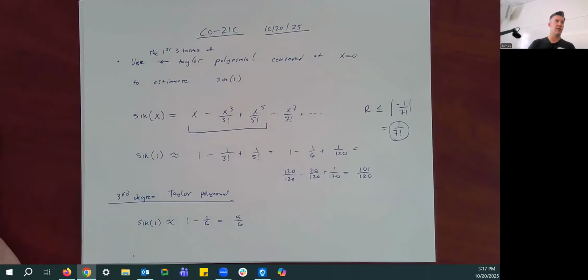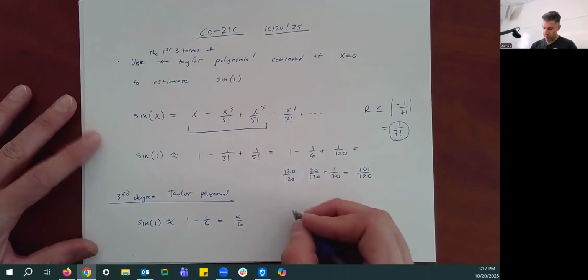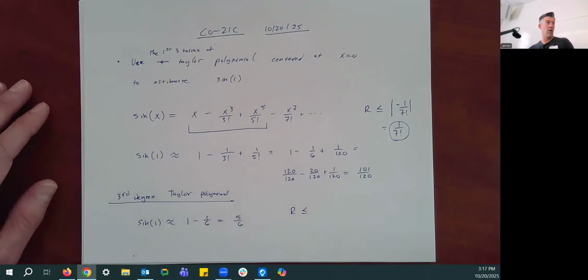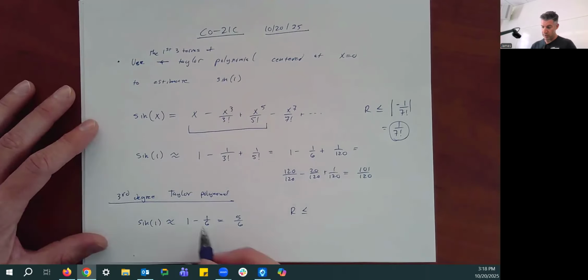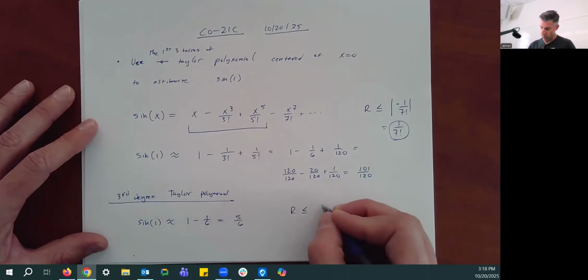If that was how we were asked to do it. Here, our remainder, or our error, would have been less than or equal to the next term, which would have been 1 over 5 factorial, or 1 over 120.